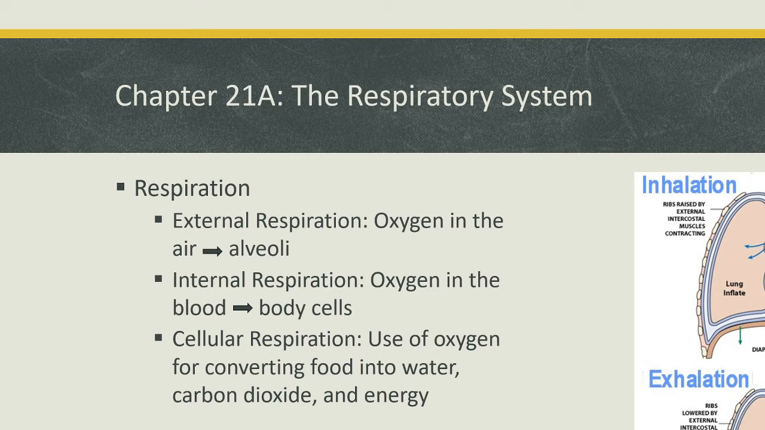And that is our bodies using the oxygen that we have in our cells for the process of converting food into water, carbon dioxide, and energy. So that would be like glycolysis. Well, glycolysis is technically what you call anaerobic. So that would be like the Krebs cycle and the hydrogen and electron transport system kind of stuff.